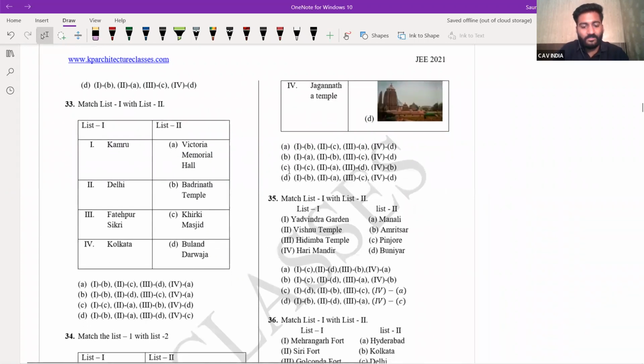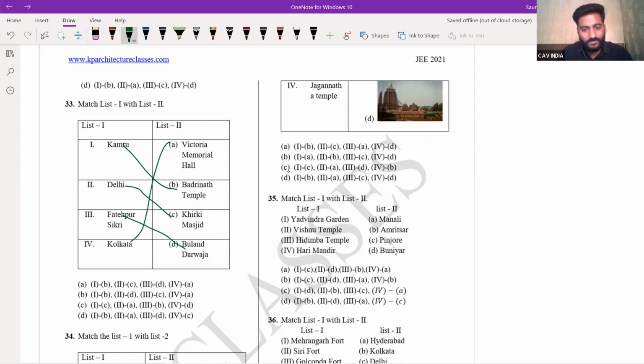Then again, these questions are similar, in which you need to match list 1 and 2 with the locations and the buildings. So again, the Badrinath temple is in Kamru, and the Khirki Masjid is in Delhi. Fatehpur Sikri has Buland Darwaja, and Victoria Memorial is in Kolkata.